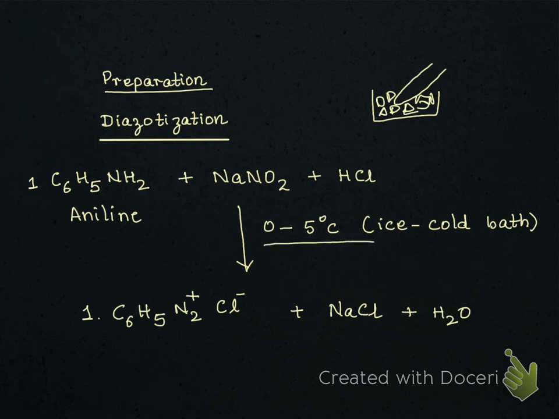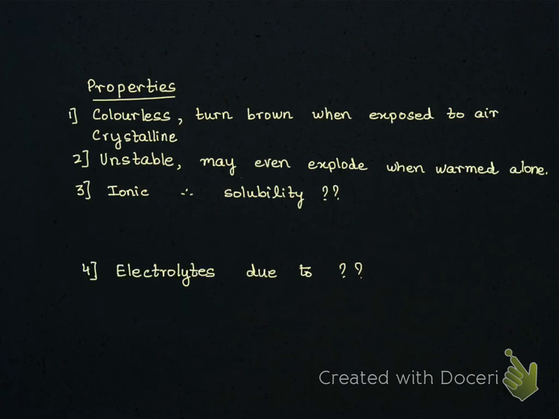Please don't forget a very important condition of this preparation. And this reaction where we are forming the diazo bonding is known as diazotization. You must have studied it under benzene and chlorobenzene. Also, we did discuss a part of diazotization steps. Noted? Because now we are going to discuss the properties.